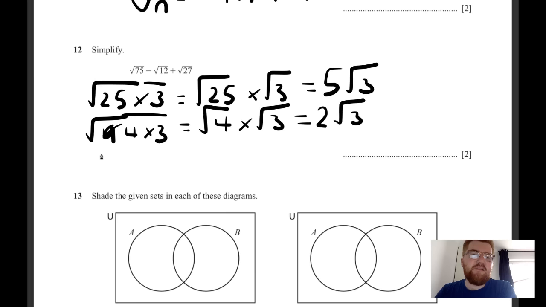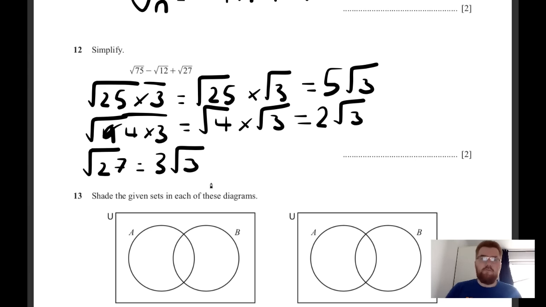If we were to do a similar process for the square root of 27, if you work through that yourself, you should get the answer of 3 root 3. I won't go through every little step there, but you should get 3 root 3. And now we just collect up like terms.